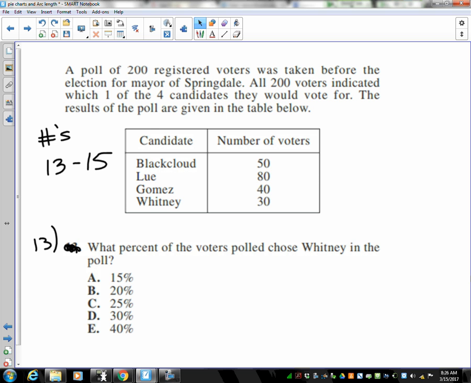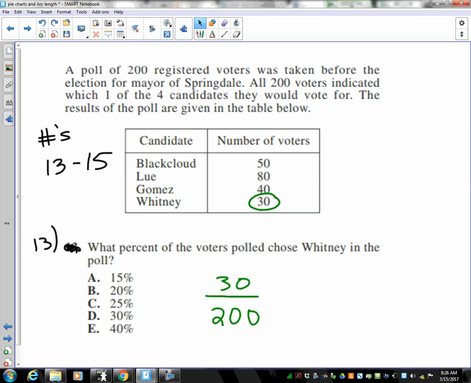Okay, so we have the number of votes per candidate. Now, the next one says, what percent of the voters polled chose Whitney in the poll? Here again, I'm going to use part to total to get to percentages. Notice that Whitney got a total of 30. So we'll have 30, that's how many she got, to the total number of voters, which was 200. So you have a part to total.